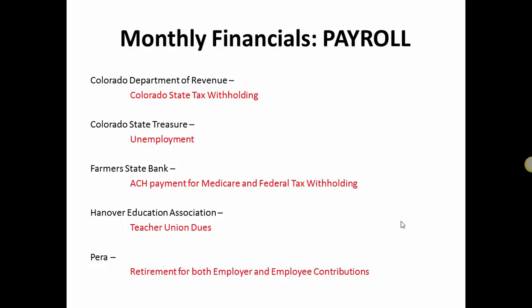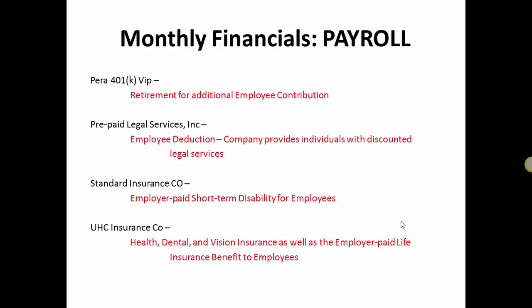The Colorado State Treasurer, that is for unemployment that is required to be paid. Farmers State Bank, that is for ACH payment for Medicare and federal tax withholding. Hanover Education Association are for teacher union dues for those teachers who select into that. PARA is a required retirement payment for both the employer and the employee. PARA 401k VIP, that is additional retirement that employees can self-select.